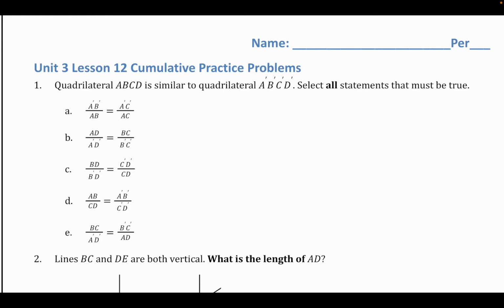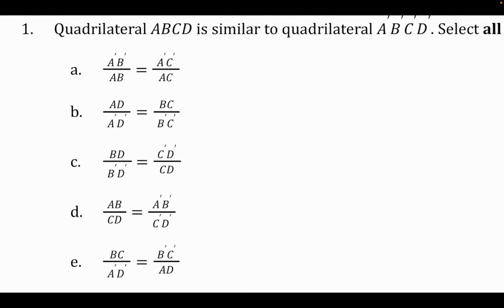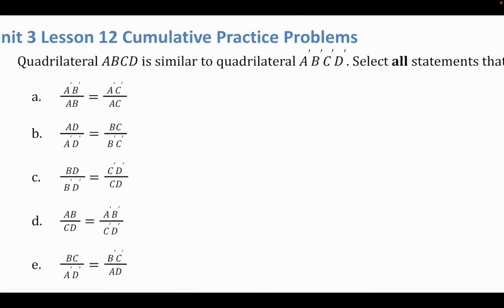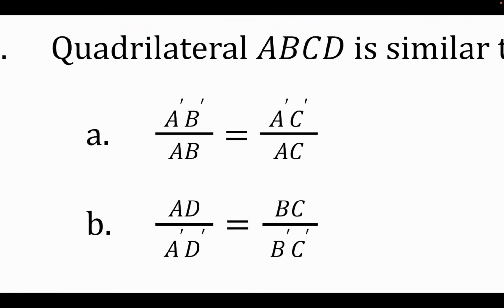So, to start out here, we are looking at some proportions, and we are given that quadrilateral ABCD is similar to quadrilateral A prime, B prime, C prime, and D prime, so we want to select all statements that must be true. So we're going to look at these one at a time.